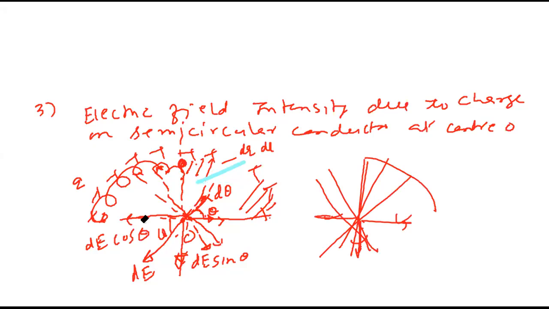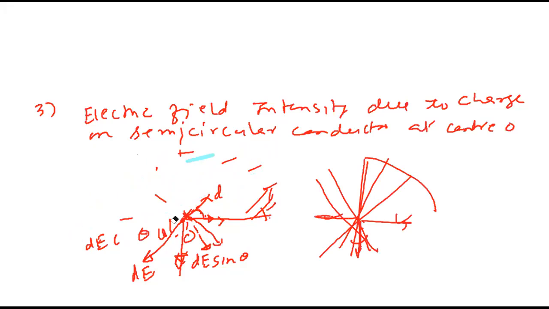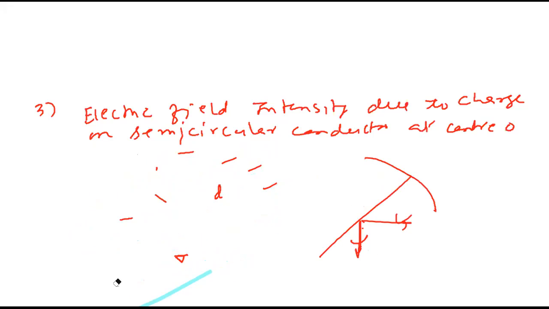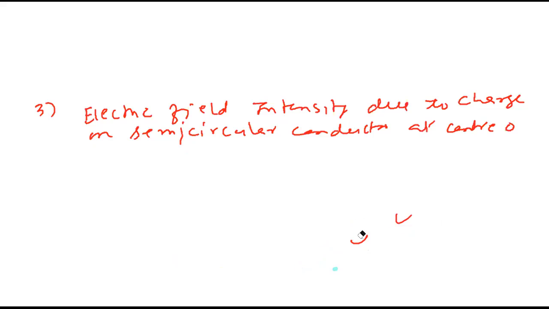Any doubt in words? No, sir. Look carefully. Now I have to do integration from left to right, and whatever answer comes, that will be the intensity at the center.